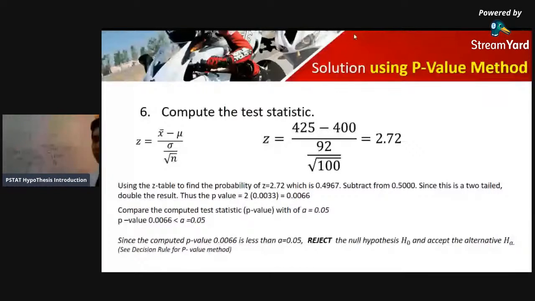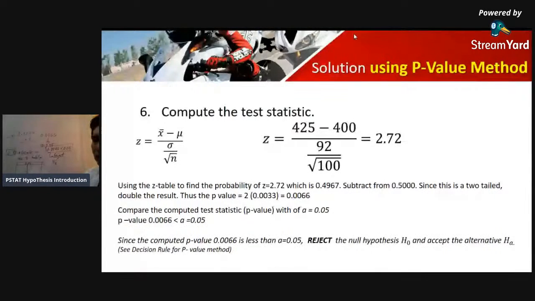In your performance task, maybe by next week, I will require you to use both methods in detail. That's why I require you to submit your solution.